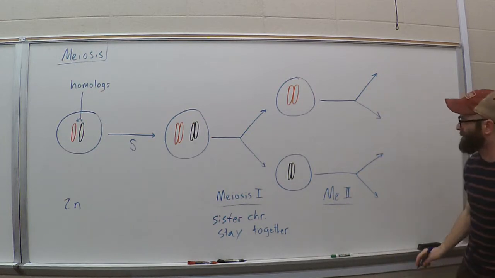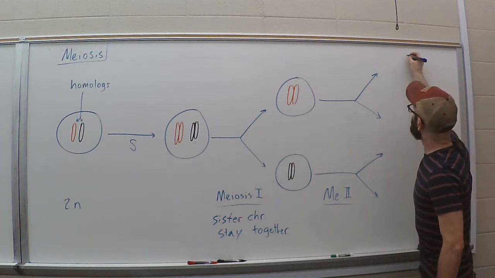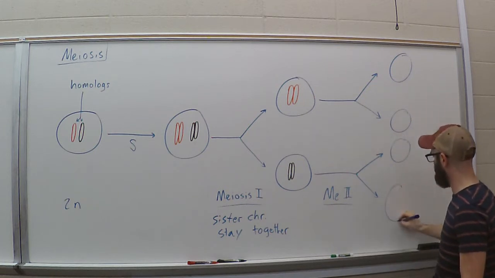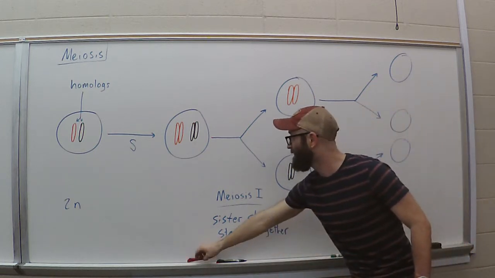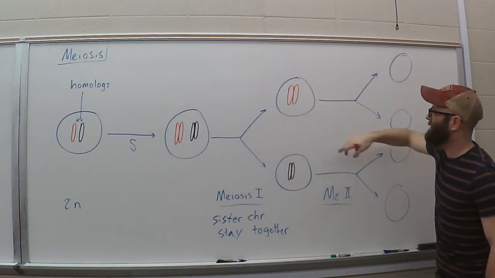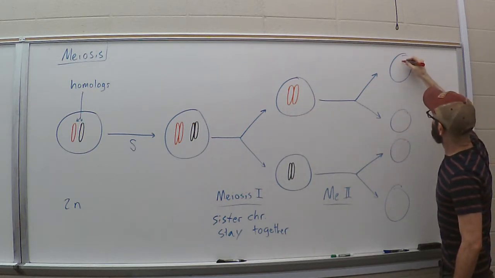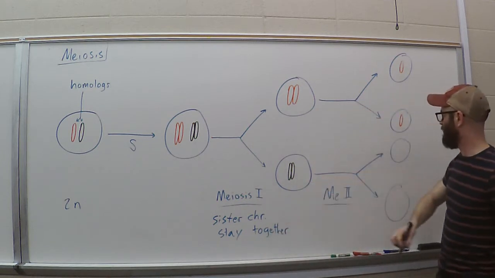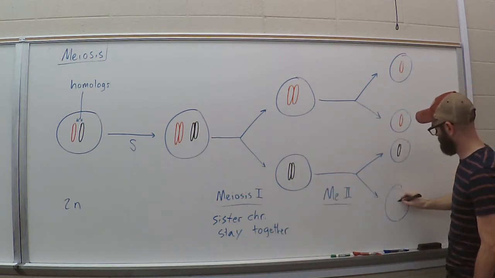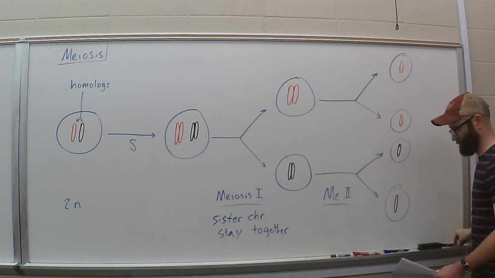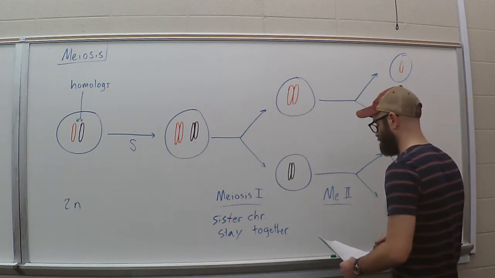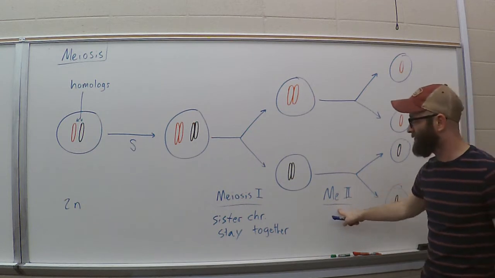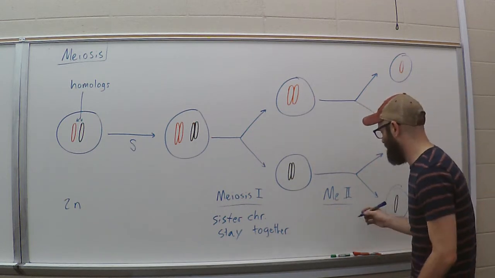All right. In meiosis 2, now the sister chromatids separate, and we get another round of cell division. So now these 2 chromatids will separate, and then these 2 chromatids will separate. So in meiosis 2 is where the sister chromatids actually break apart.